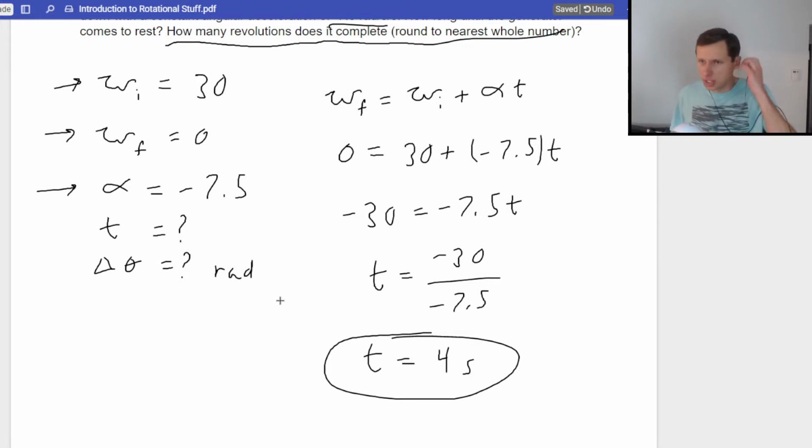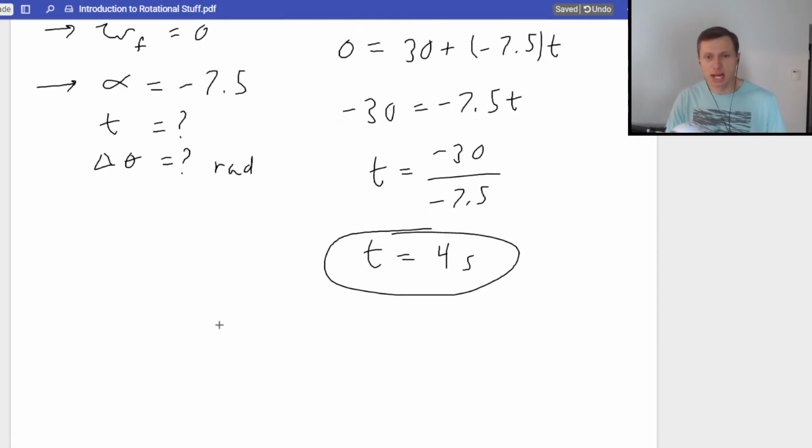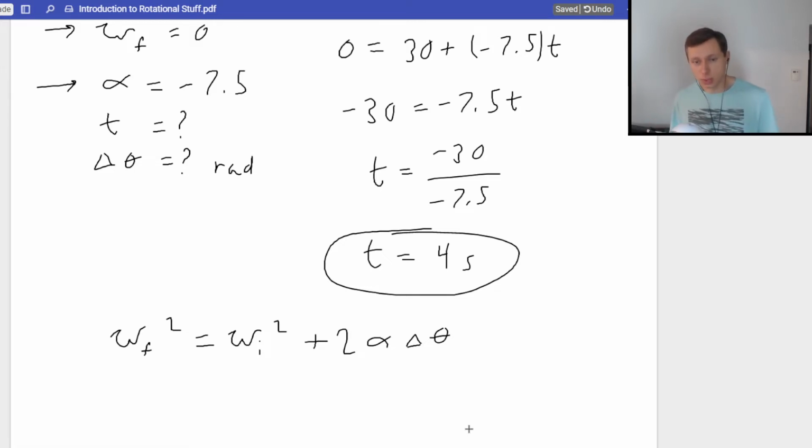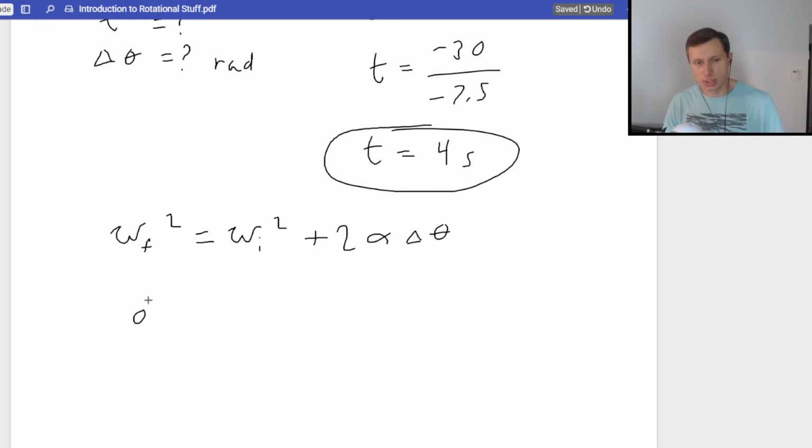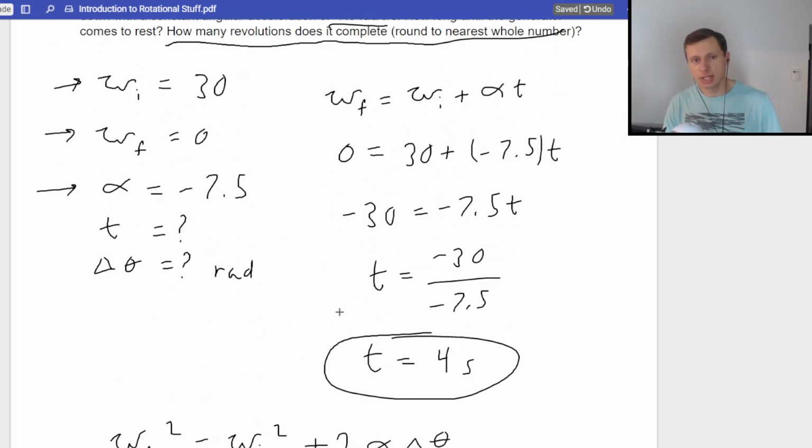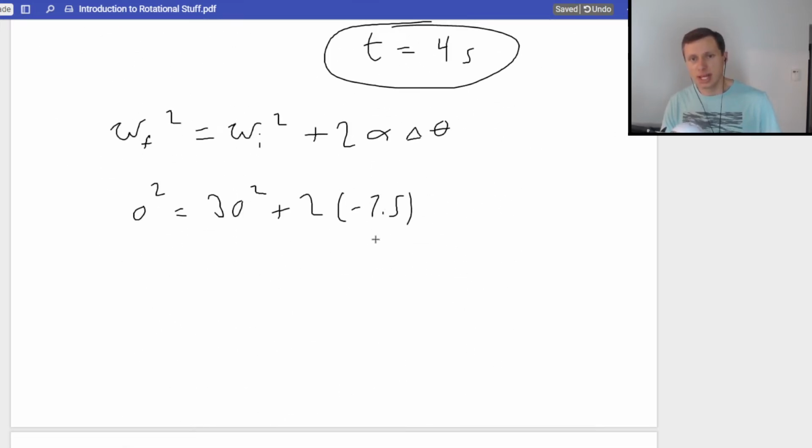So I want to use a different equation than the one we used last time, just to show you different ones work. Let's use the equation that doesn't have time in it, which is omega final squared equals omega initial squared plus 2 alpha times delta theta. It's extremely similar to the one that we saw back at the beginning of the year, where we had v final squared equals v initial squared plus 2a delta x, except this time we're literally replacing all our variables with their rotational counterparts. So omega final, that's 0 squared, equals omega initial, 30 squared, plus 2 times alpha, which is negative 7.5, and delta theta is going to be what we're solving for here.